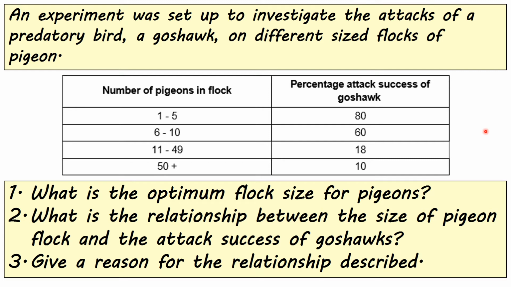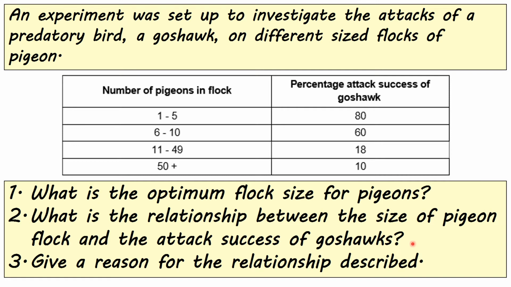So first of all, what is the optimum flock size for the pigeons? The optimum is the one with the lowest percentage attack success, which is 50 plus. And then what is the relationship between the size of pigeon flock and attack success of goshawk?